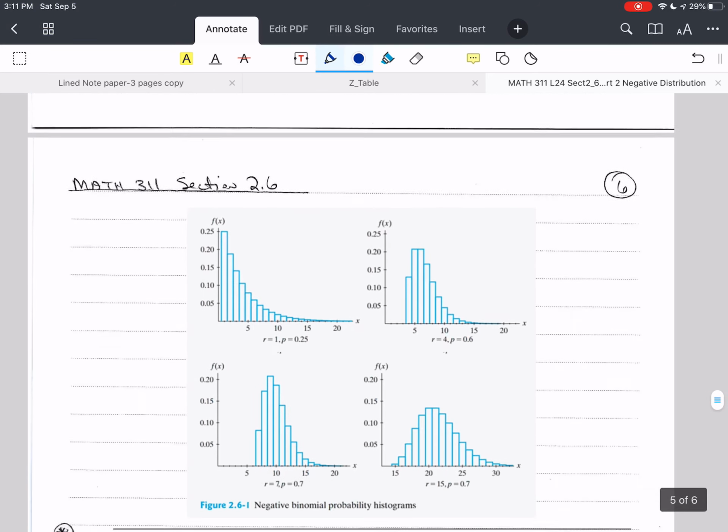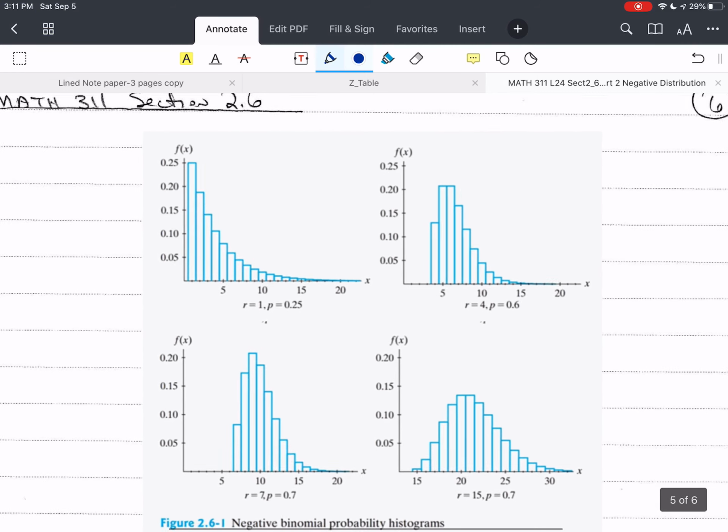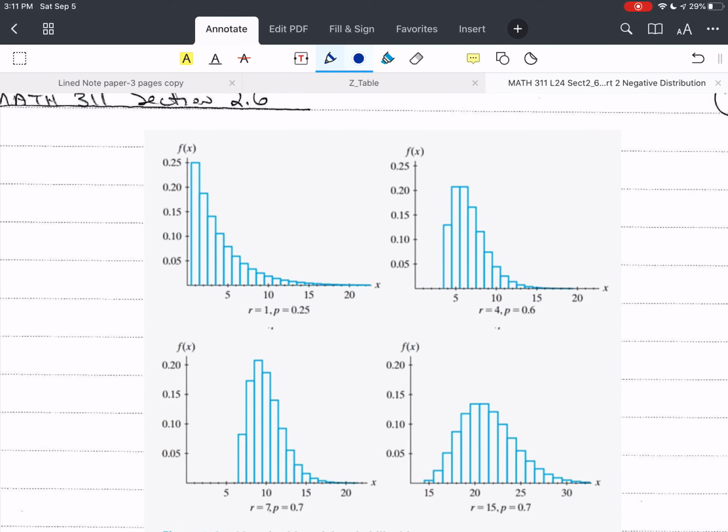Now let's take a look at some of the shapes of the negative binomial. What's going on here? How's it changing? So this is the geometric distribution. R is equal to 1, and we have P is equal to 0.25. And you'll notice that it's skewed right, but it's extreme. I mean, there is no hump. It just goes up to infinity there, right?